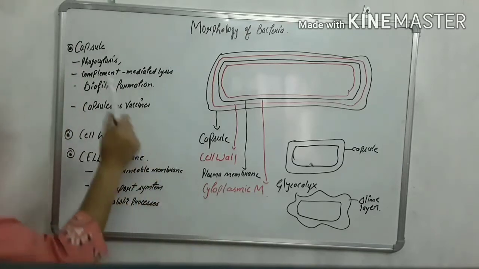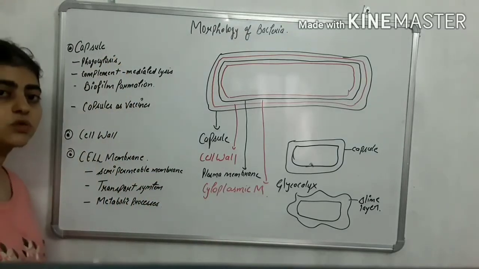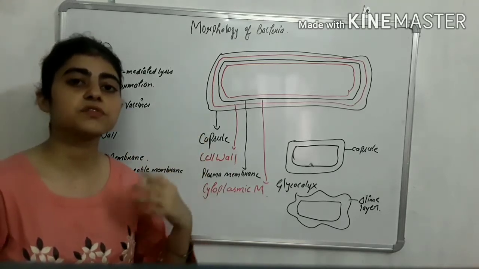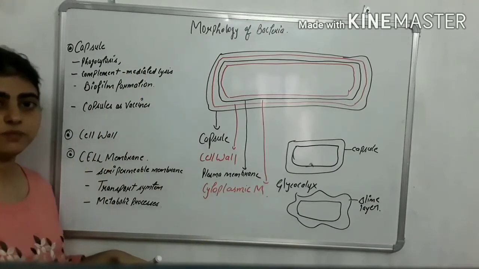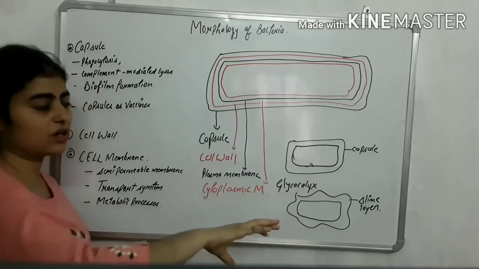Now we will focus on the functions of the capsule. The first function of the capsule is to prevent phagocytosis, the process of engulfment. Phagocytosis is the process of engulfment of bacteria. So what does the capsule do? The capsule will resist phagocytosis.